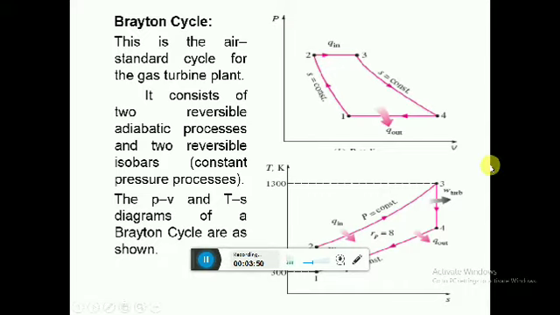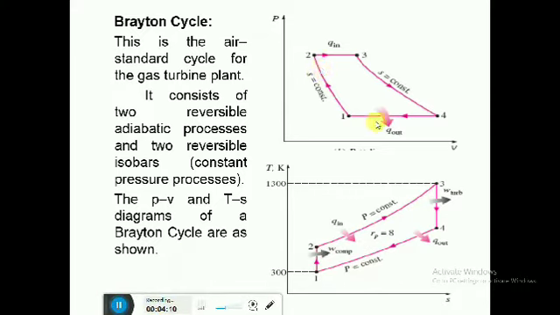Next is the pressure versus volume diagram for a Brayton cycle. So you have 1 to 2, compression of air at constant entropy. Constant entropy means adiabatic. There is no heat addition or rejection in this process and the entropy remains constant. In the pressure versus volume diagram, 1 to 2, the entropy remains constant.